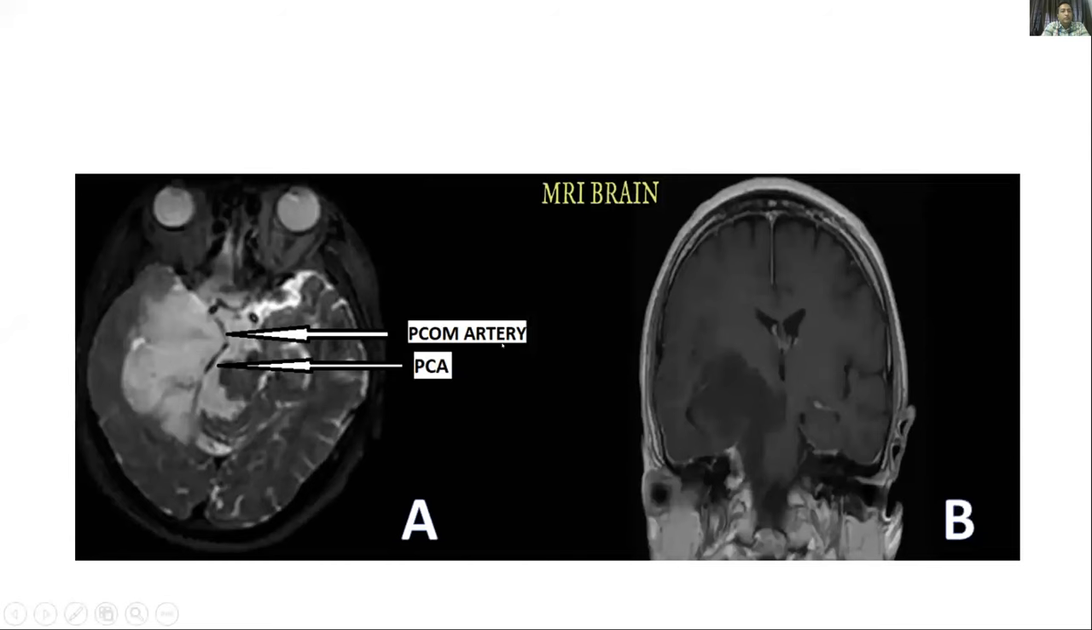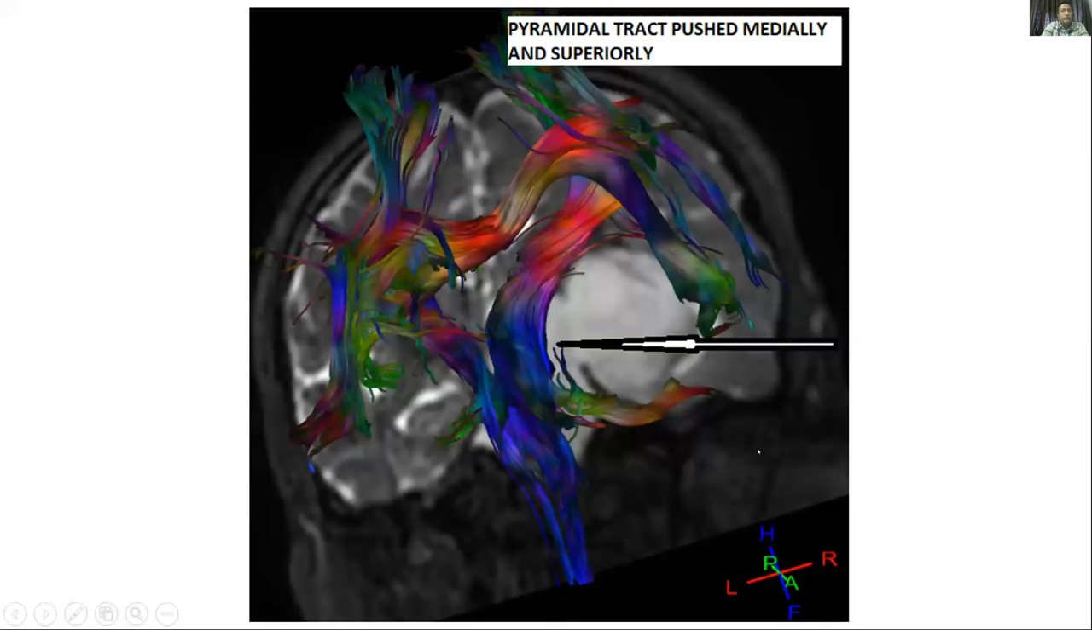MRI brain was done, which on T2 image showed a hyperintense lesion in the right temporal lobe, extending to the suprasellar as well as infratentorial region. The PCOM artery and PCA were also traversing through the tumor, and the MCA was also traversing through the tumor. The T1 contrast image showed no contrast enhancement. The DTI showed the pyramidal tract lying posteromedially as well as superiorly.